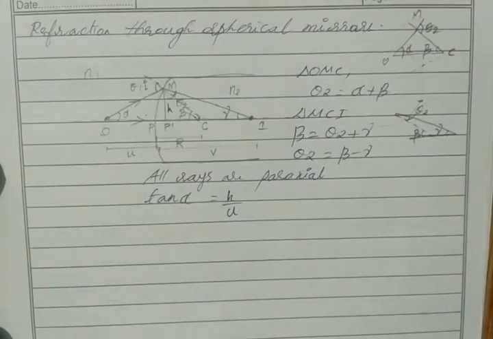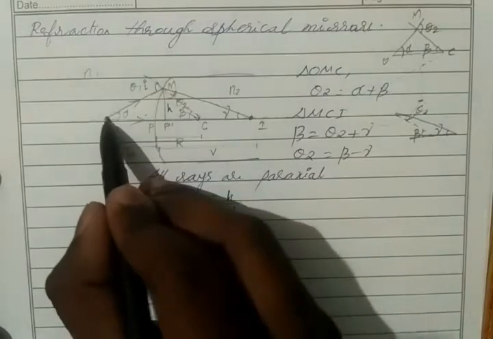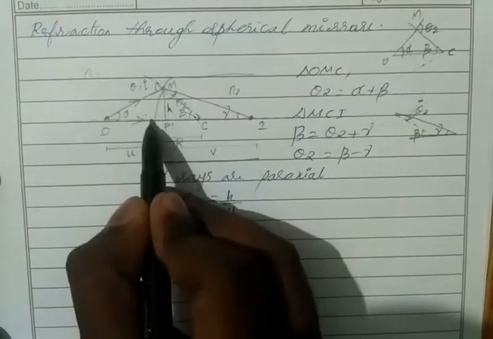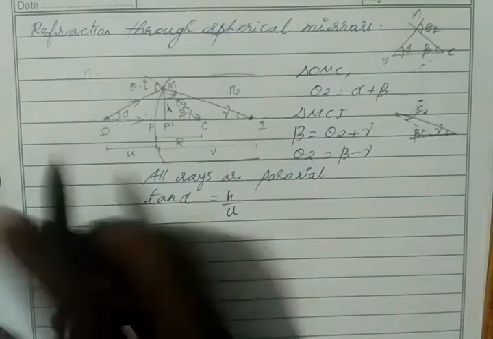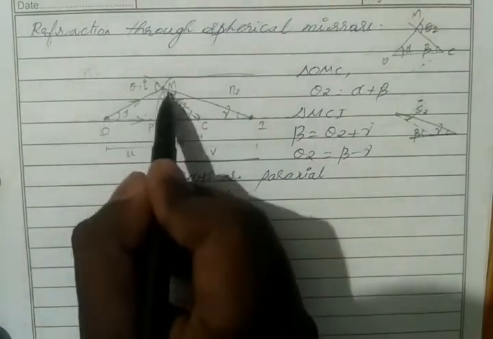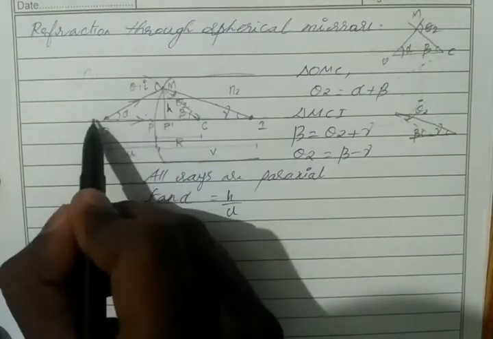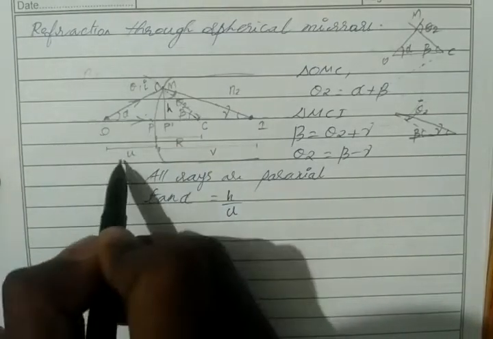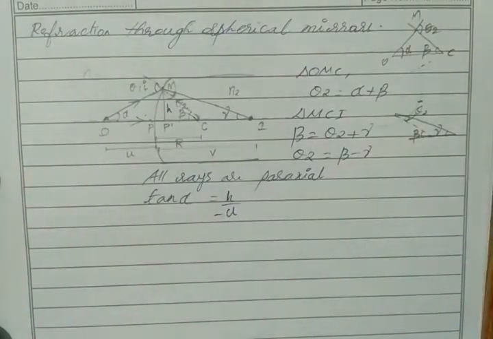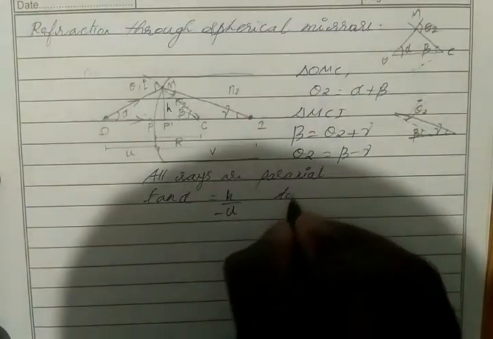And here the important point, we have to apply the sign convention also. This is our incident ray, and the distance is opposite to the incident ray. The incident ray is going to the right side, and our distance is on the left side, opposite to the incident ray. So for that we take negative. Clear?